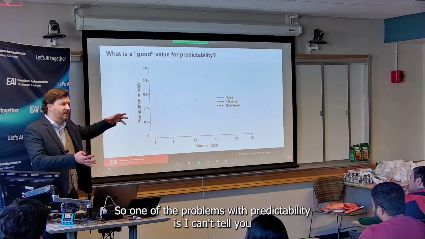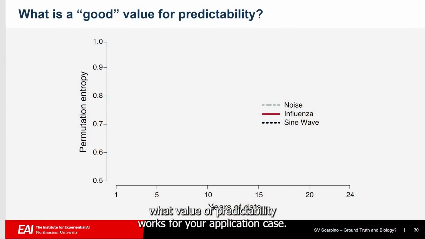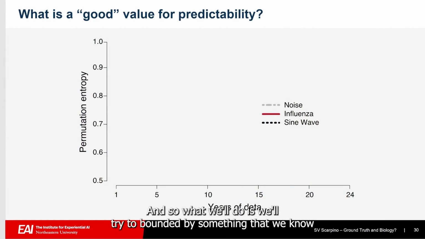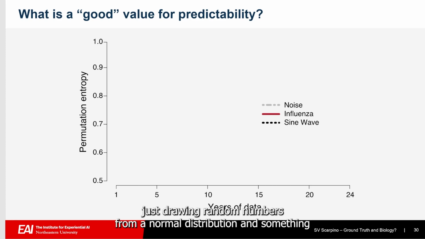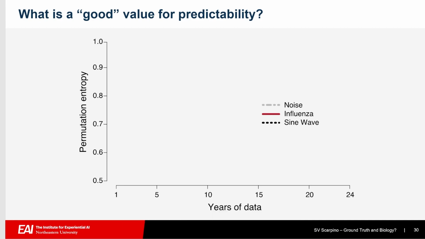One of the problems with predictability is I can't tell you what value of predictability works for your application case. So what we'll do is try to bound it by something that we know is not really predictable, which would be just drawing random numbers from a normal distribution, and something that everybody thinks is predictable, which is a sine wave.